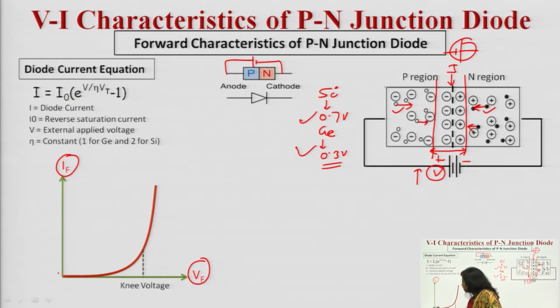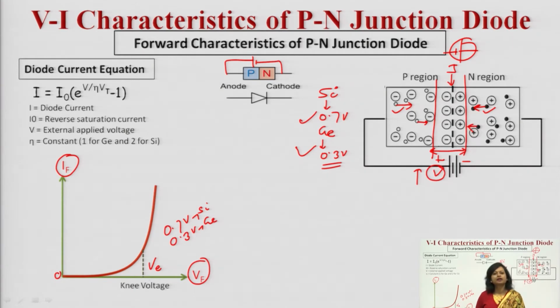You can see initially a very small amount of current flows, but after this knee voltage, this VK, we can write it down, after this particular point, there is a sudden rise. This particular value is 0.7 volt for the silicon, and 0.3 volt for the germanium. So, only a small amount of current flows.